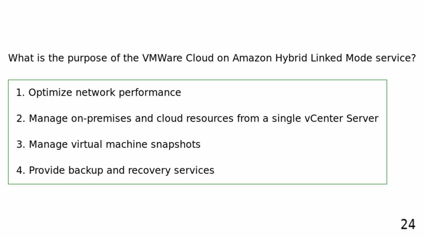What is the purpose of the VMware Cloud on Amazon Hybrid Linked Mode service? Optimize network performance. Manage on-premises and cloud resources from a single vCenter server. Manage virtual machine snapshots. Provide backup and recovery services.